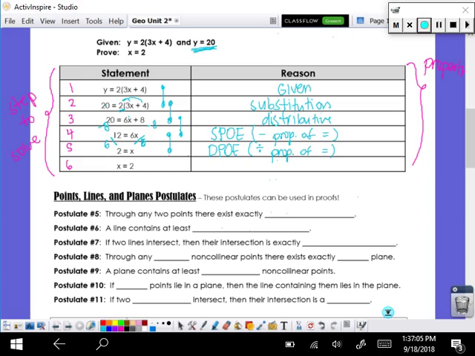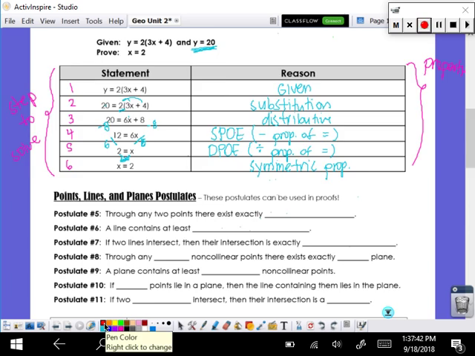And last but not least, this step is kind of unnecessary, but it's written in the proof, so we do need to justify it or reason it. I noticed that we had 2 equals x, which changed to x equals 2. So my sides switched. When your sides switch, that is the symmetric property. And there is our proof from start to finish. All these little lines I drew in here, you don't have to. I just like to think about each step-by-step part.